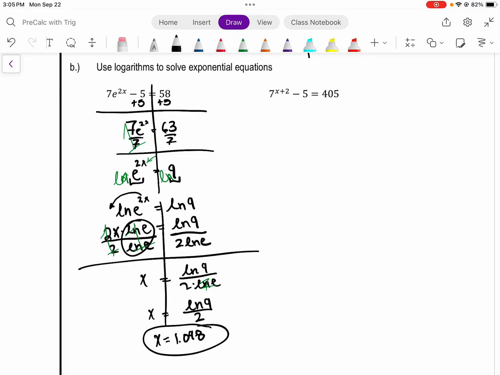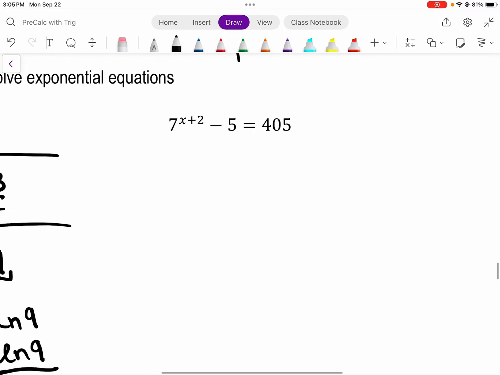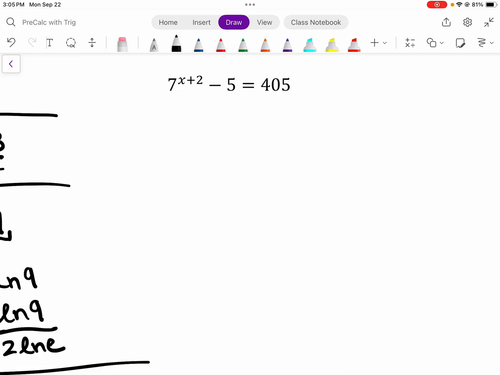So let's take another example that doesn't necessarily have an e. This one right here, kind of the same thing. I'm going to add the 5 to the other side, so I'm going to be left with 7 to the power of x plus 2 equals 410. And once again, you can give it a try.